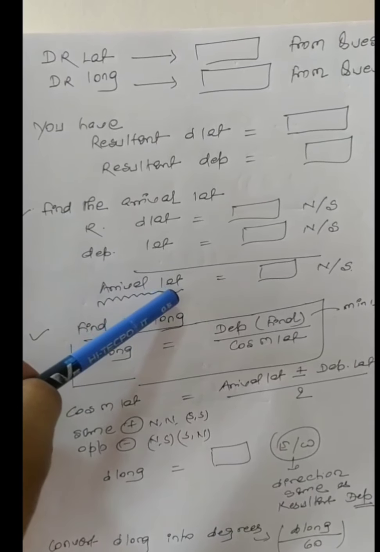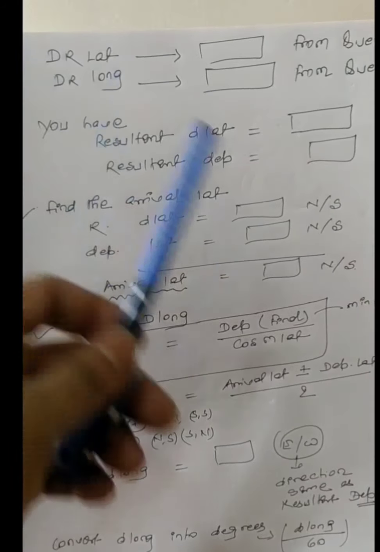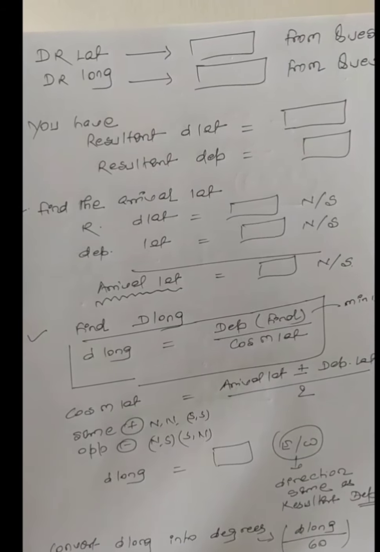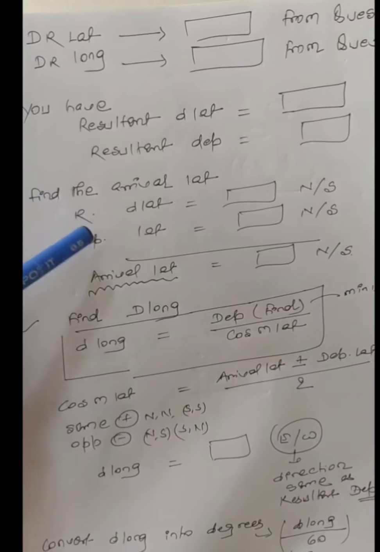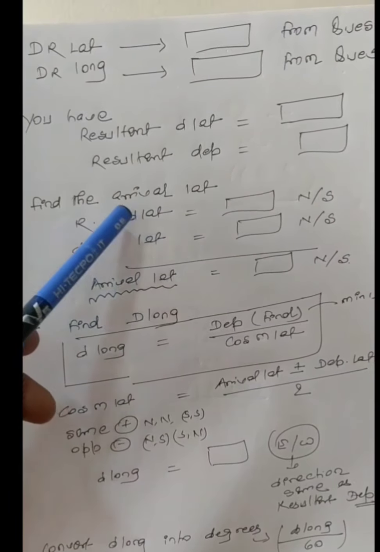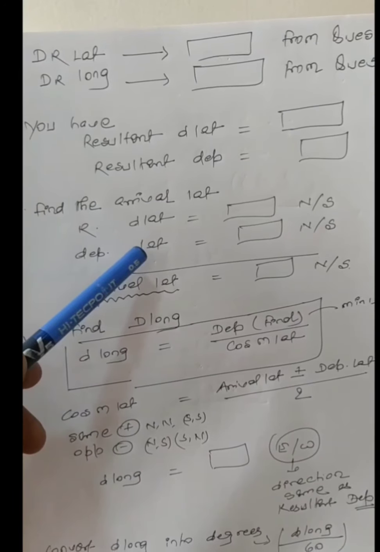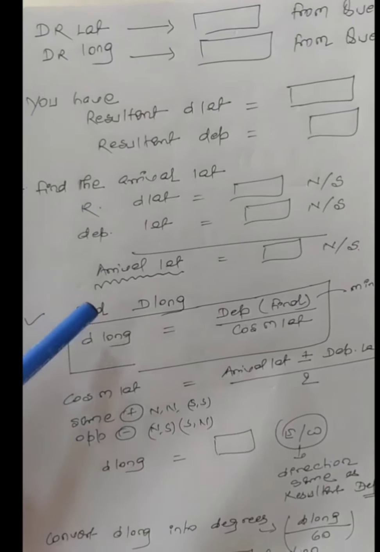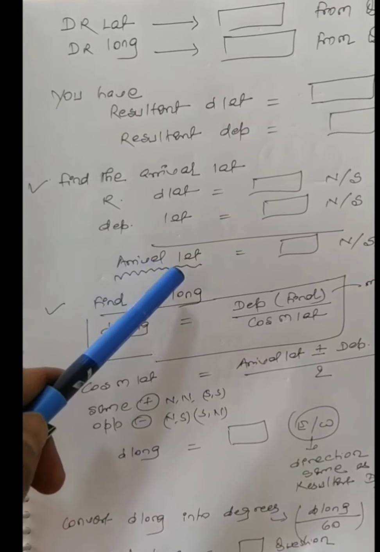How to find this latitude from this step, I'll make another video of how to calculate d long, d lat and everything. So this is a simple step. D lat you have already found out, and latitude is given in the question, so we will find the arrival lat. Okay, now you have reached this position's latitude.